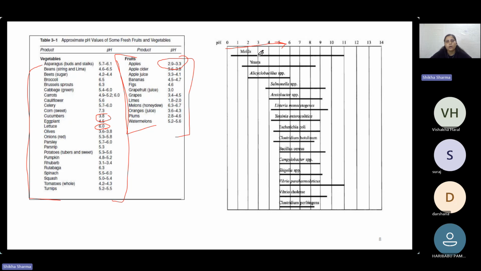So which kind of microorganism can grow at which pH? Mold is a very resistant one. It can grow even at low pH. Then yeast, and then different bacteria. We can see the range from 5 to 8, where most of the bacteria and most of the microorganisms can grow easily, and at 6 to 7 growth is very prominent.